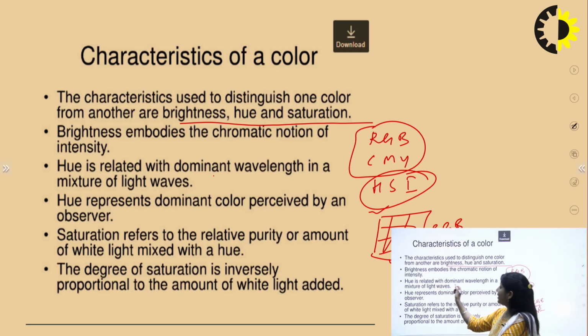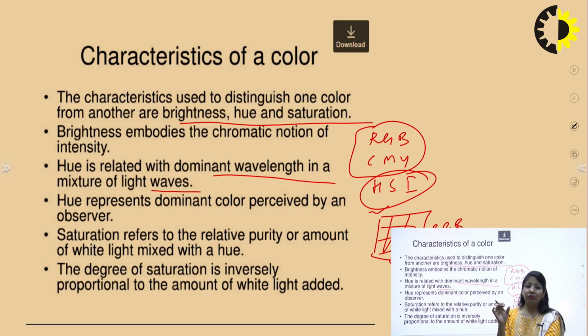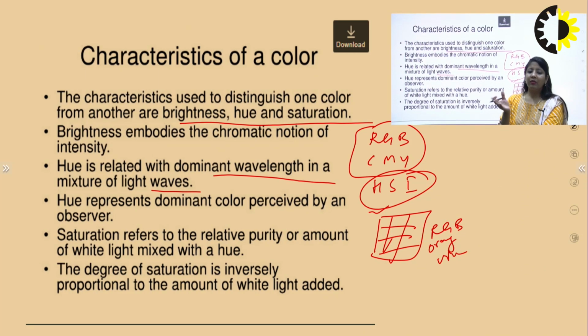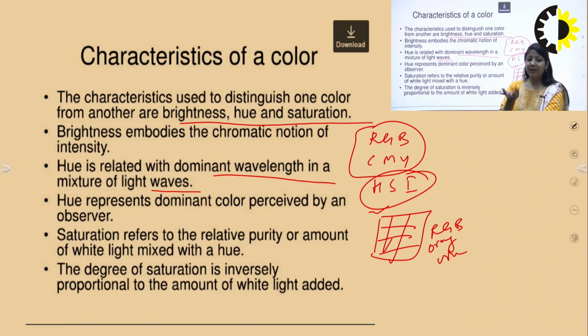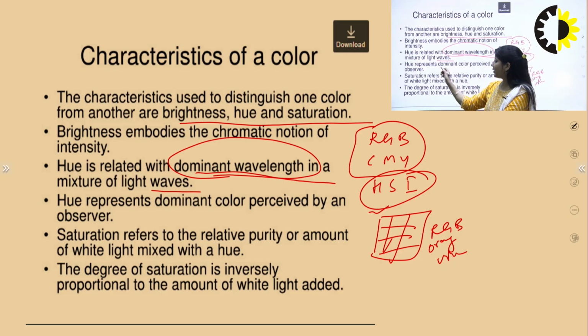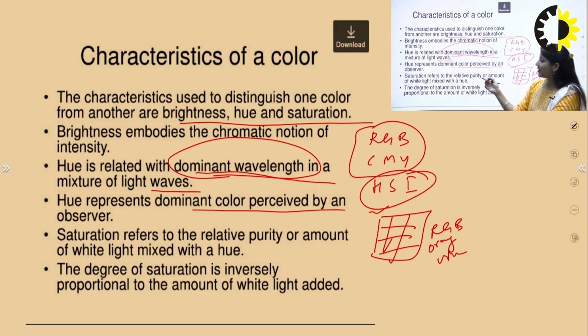So hue is actually related with dominant wavelength in a mixture of the light waves. If I have different shades of red, you will find out how much percentage of actual red color is there in any image. Its definition is also saying it is related with dominant wavelength in a mixture of the light waves. So we have the mixture of light waves with different shades, VIBGYOR shades, but I have to find the dominant wavelength of the mixture, so it represents the dominant color perceived by an observer.